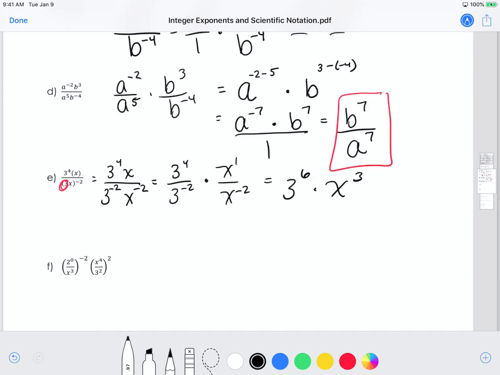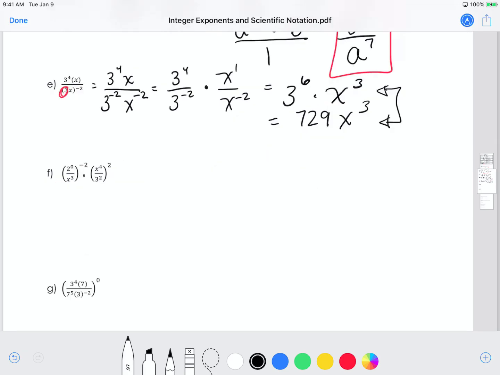Now, at this point, if you want to actually put that in on your calculator and see what 3 to the power of 6 is, that's totally fine. But I'm okay with you leaving it like that, because I'm just looking to see if you understand the exponent rules. But if you wanted to actually multiply it out and find out what 3 to the 6th was, it's 729. So you can write it either way. I'm fine with that. In example F, we have two fractions being raised to an exponent, and we're multiplying them together. So the first thing we want to do is raise everything in that first fraction to the power of negative 2, and then raise everything in the second fraction to the power of 2.